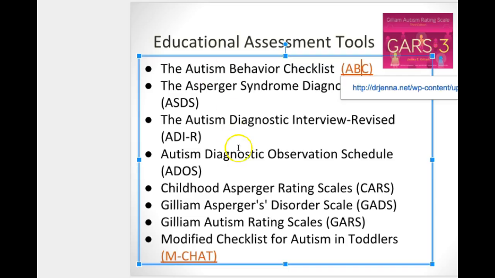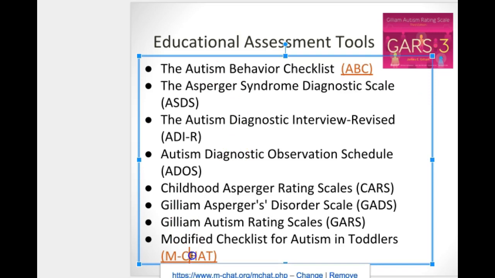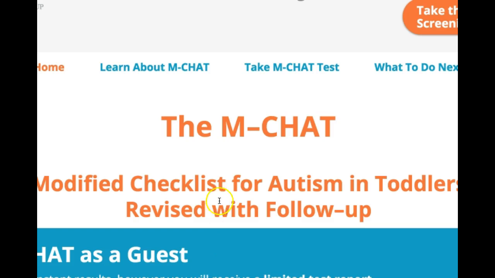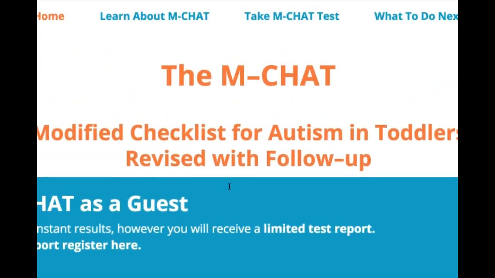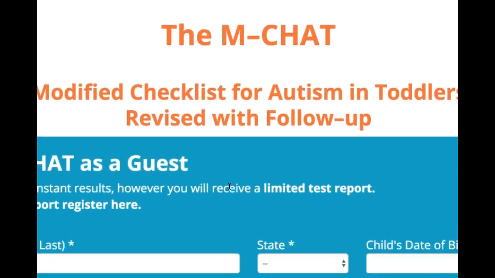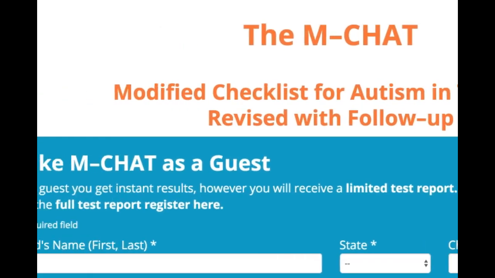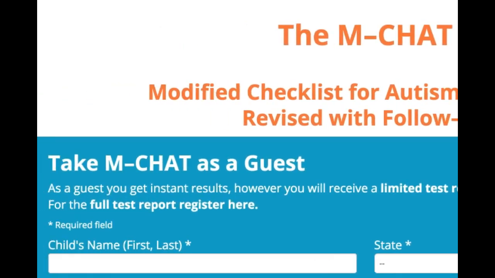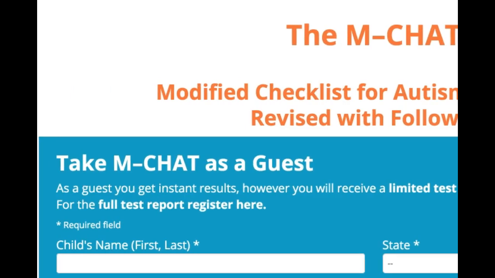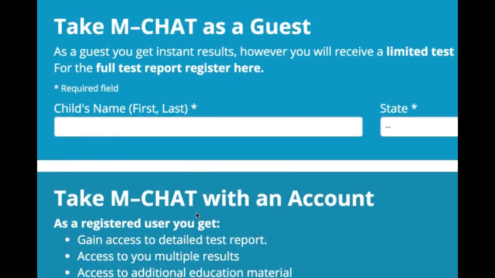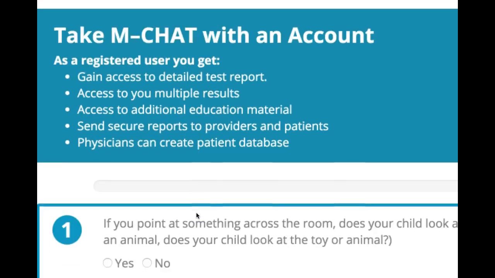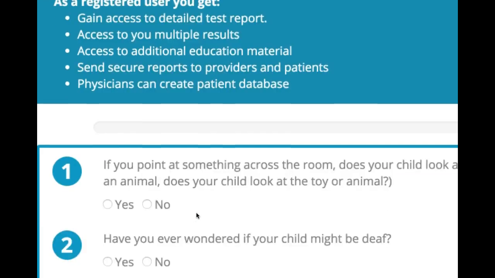Then a checklist that would be used for younger ones, for toddlers, is called the MCHAT. And we'll take a look at some of the pieces of the MCHAT. Now, this one in particular that I pulled up here is an instant scoring MCHAT online, and you can get results in a limited report for free. So a parent or a teacher could fill this out on a younger child that's in their early childhood center, and it would give you some feedback, not the full report. Obviously, as a registered user, you have to pay for this, but here's some of the scores.